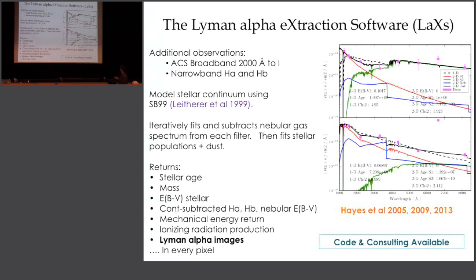And in every pixel, we measure the H alpha, H beta flux, and we determine how the nebular gas behaves. And we subtract the nebular gas spectrum from all of our broadband images. And in each of our broadband images, we then do a multi-component fit to the stellar spectral energy distribution. And this, in every pixel, gives us a map of the age of the stellar population and its mass, and E(B-V), the stellar attenuation. This is what's giving us the shape of the UV continuum.